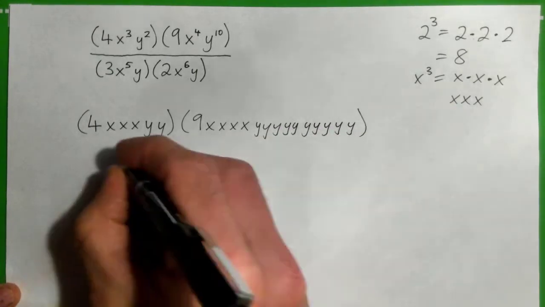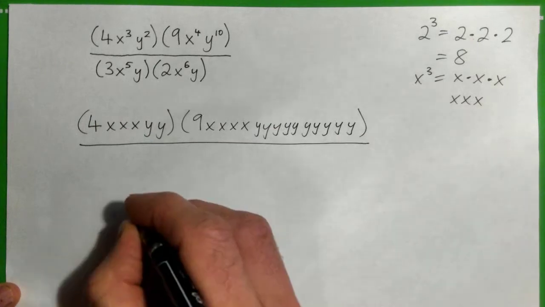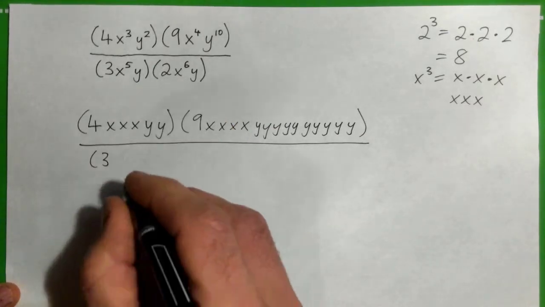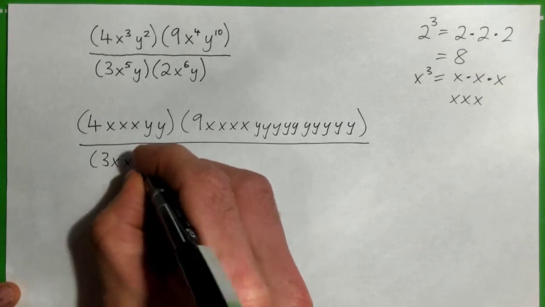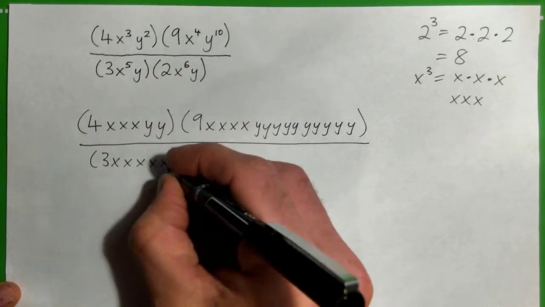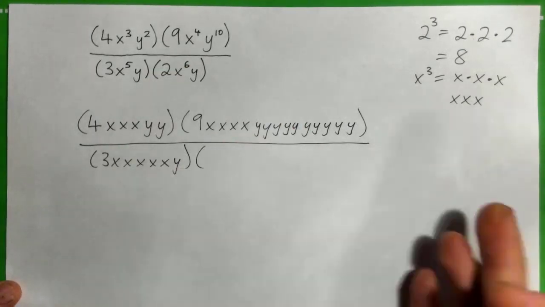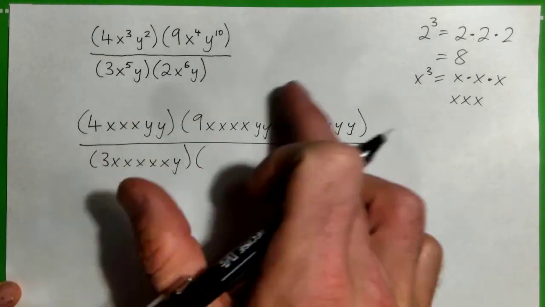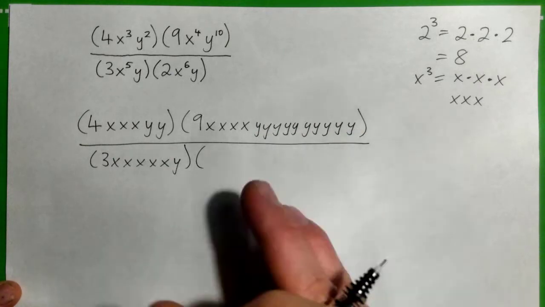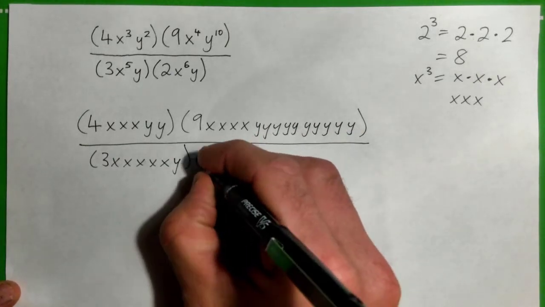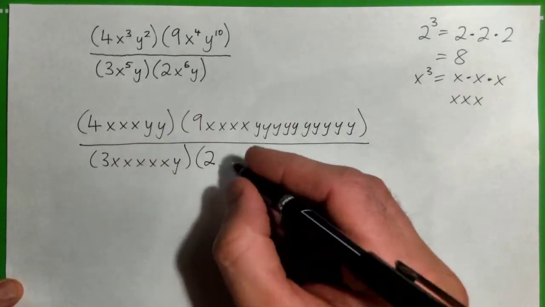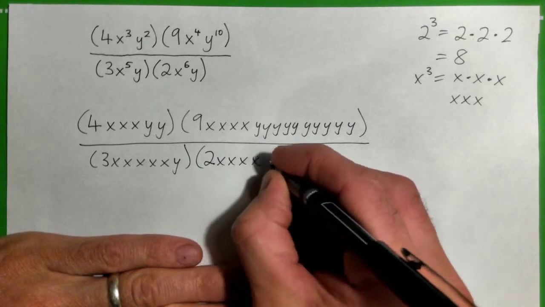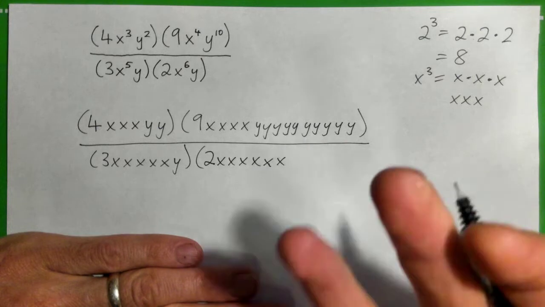Okay. All over 3 x to the power of 5. How many x's? 1, 2, 3, 4, 5. Y. And by the way, we'll then be able to cross cancel. That's why we're writing them all out, because we'll be able to easily cross cancel and simplify this whole thing. Then we've got a 2. X to the power of 6. How many x's? 1, 2, 3, 4, 5, 6. And you can see the importance of writing neatly, right?